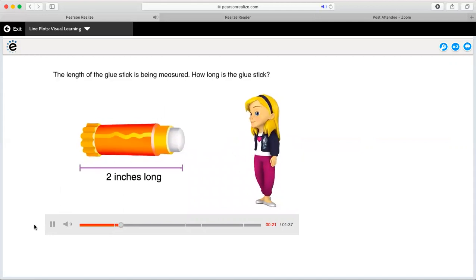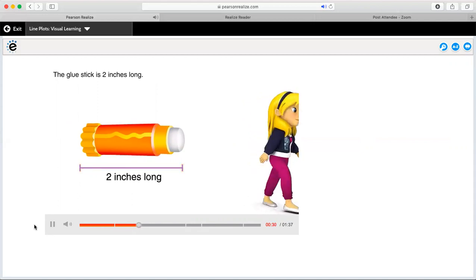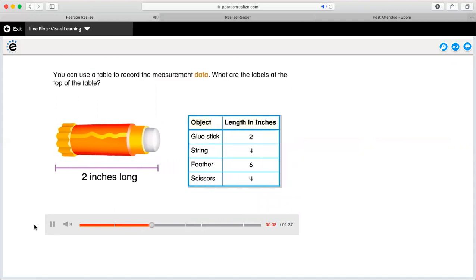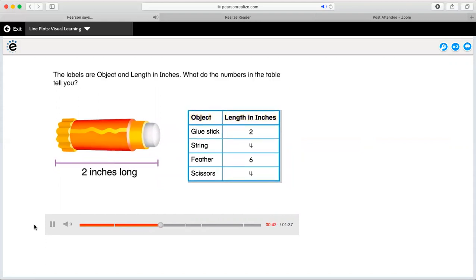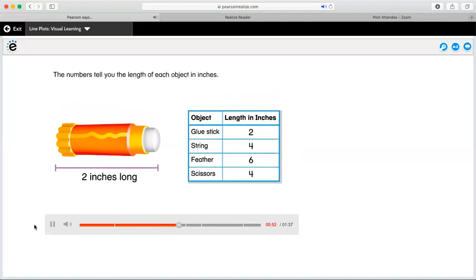The length of the glue stick is being measured. How long is the glue stick? The glue stick is 2 inches long. You can use a table to record the measurement data. What are the labels at the top of the table? The labels are object and length in inches. What do the numbers in the table tell you? The numbers tell you the length of each object in inches.